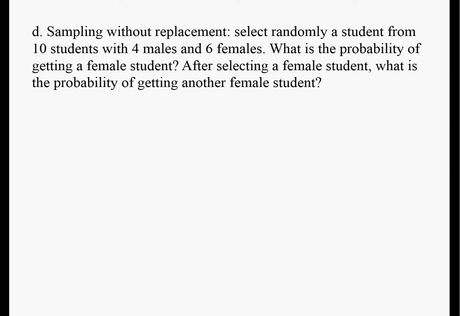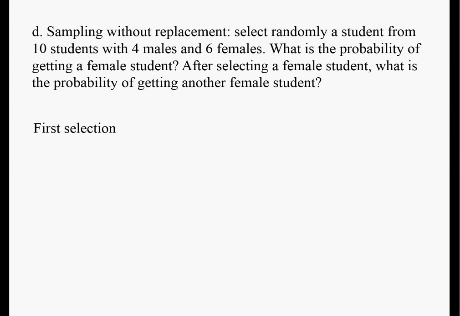Okay. Now, sampling without replacement. Select randomly a student from 10 students. Within these 10 students, there are 4 males and 6 females. What is the probability of getting a female student? After selecting a female student, what is the probability of getting another female student?